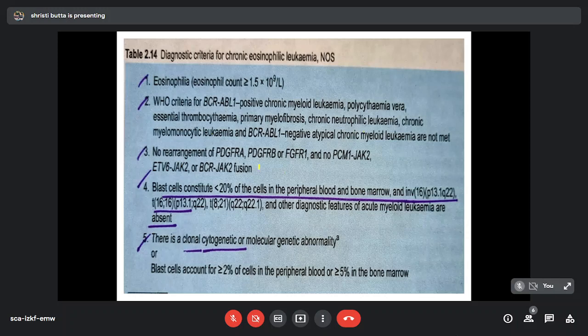There is no rearrangement of PDGFR-A, PDGFR-B, or FGFR1. That is the myeloid neoplasms associated with eosinophilias. They are not met. Blast count is less than 20%, and the inversion 16. AML with inversion 16 is associated with eosinophilia, so even that has not been met. So that has also been excluded. And there is a clonal cytogenetic abnormality, or a molecular genetic abnormality, or a blast count of more than or equal to 2% of the cells in peripheral blood, or more than or equal to 5% in bone marrow. So this is the diagnostic criterion for CEL, or chronic eosinophilic leukemia, NOS.